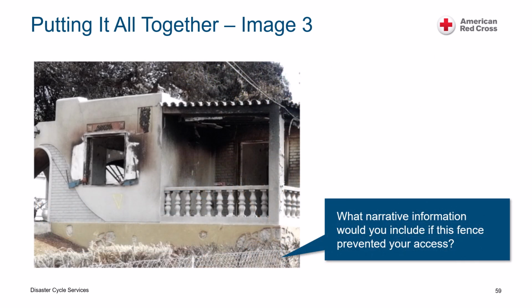There is a fence with a no trespassing sign preventing your access to the other sides of this structure. What narrative information should you include? Indicate only 90-degree view was possible due to no trespassing sign.